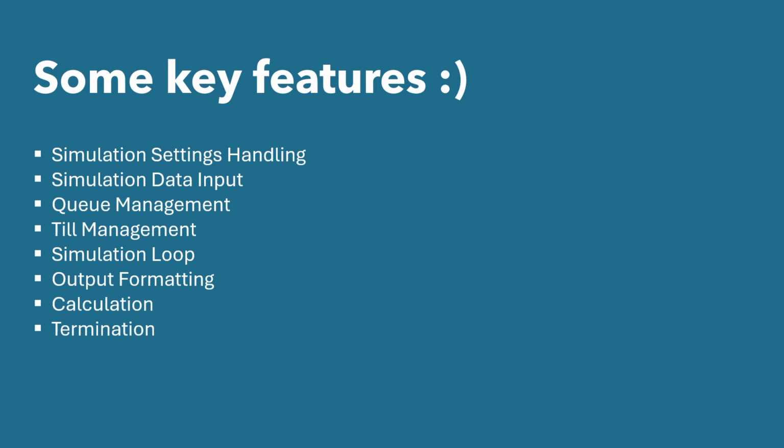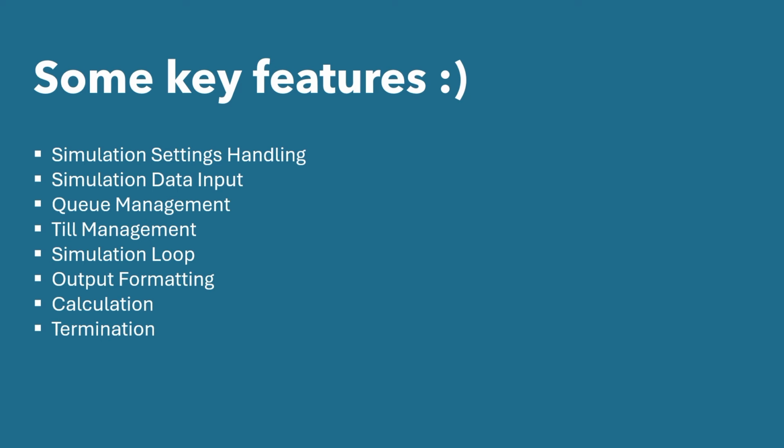The first thing is how the code allows the user to change the stimulation settings, such as the stimulation time and the number of tills. This functionality is implemented by our change setting function, which prompts the user to input new values for the settings if desired. So if the user selects Y, as in yes, at the beginning of the program, they are prompted to enter the number of tills and the stimulation time.